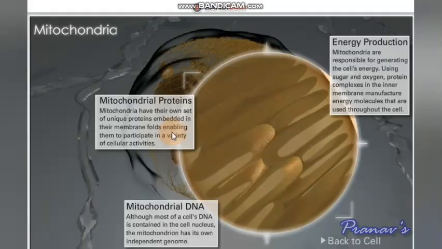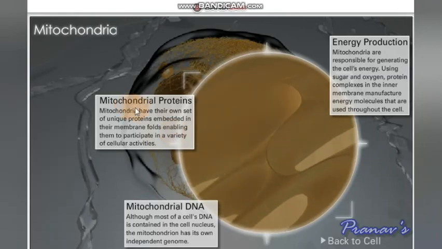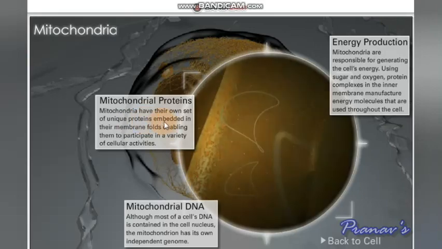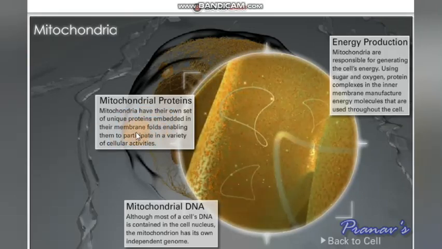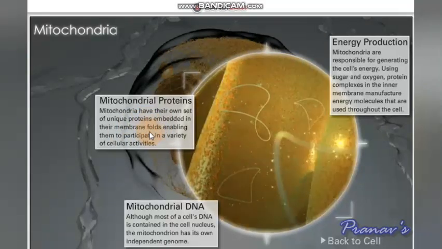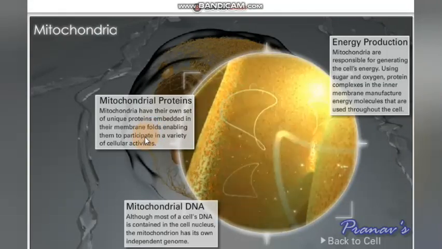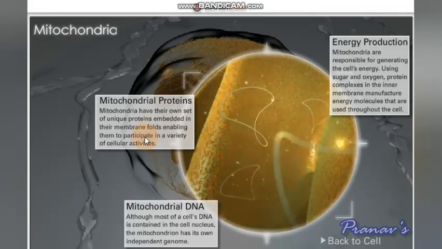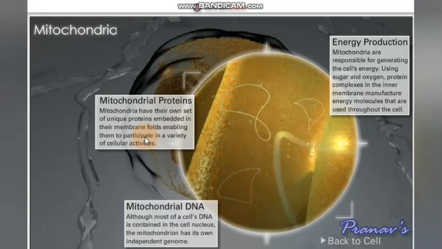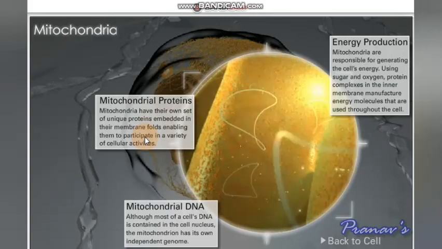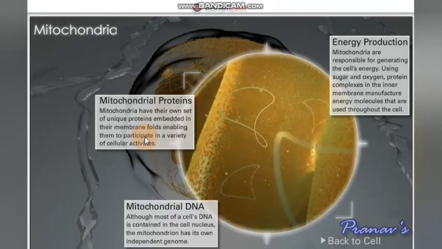The second most important organelle of a cell is its mitochondria. Mitochondria is the powerhouse of a cell. Mitochondria have their own set of unique proteins embedded in their membrane folds, enabling them to participate in a variety of cellular activities. Mitochondria has its own DNA. Like nucleus, it has its own DNA.